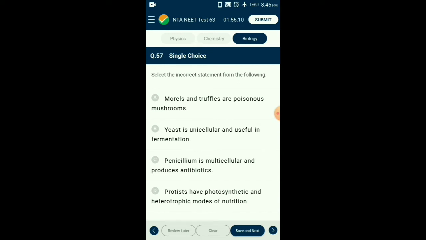So the answer for this question is option A. Morels and truffles are poisonous mushrooms. That is the incorrect statement.